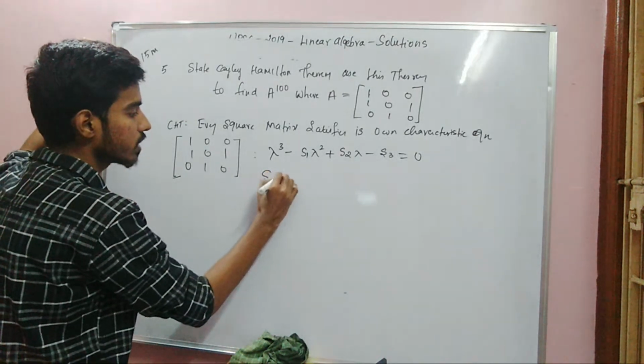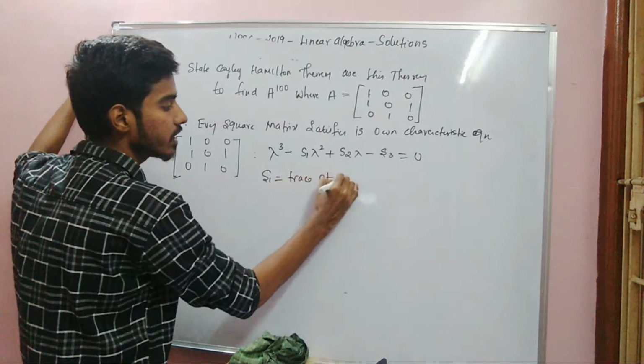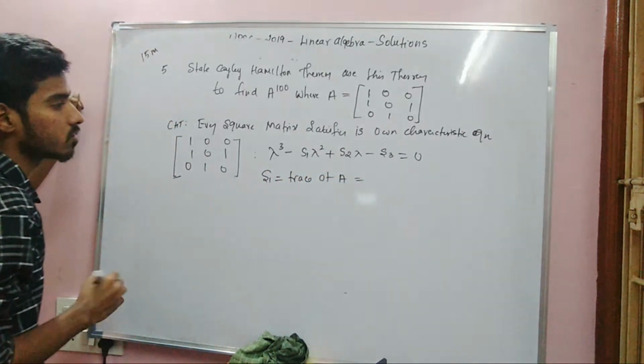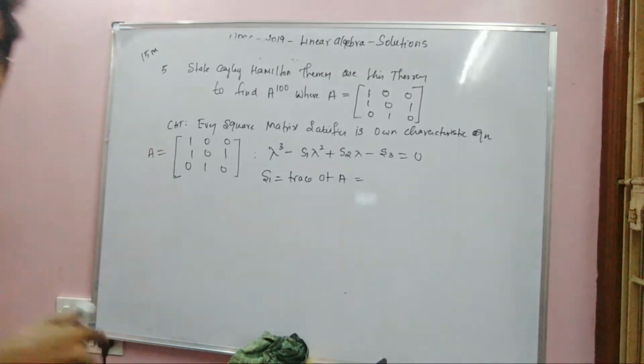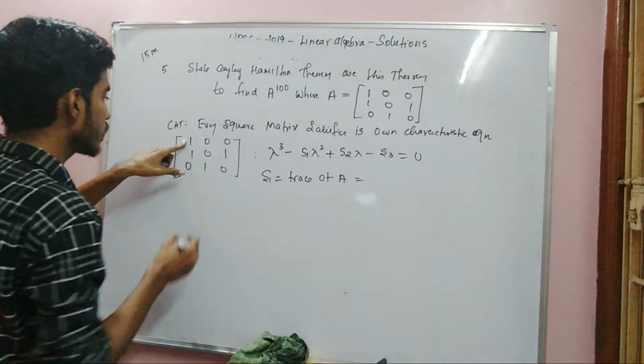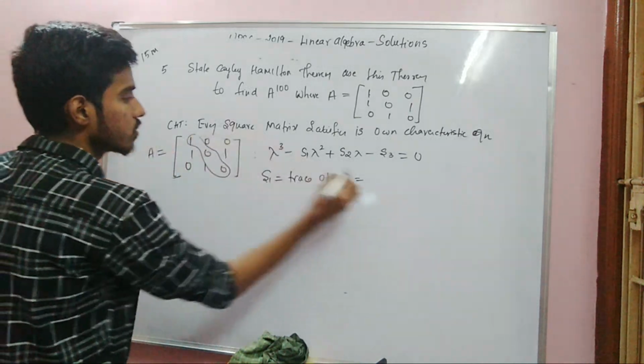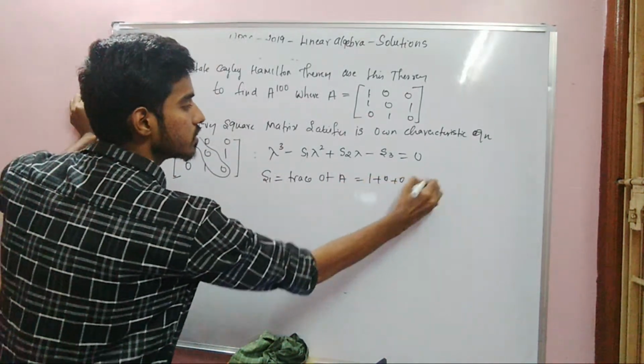So what is our s1? S1 is the trace of A, trace of the given matrix. So let this matrix be equal to A. So what is the trace of A? Trace of A is the sum of the diagonal elements. So what are the diagonal elements here? 1, 0, 0. So 1 plus 0 plus 0 is equal to 1.